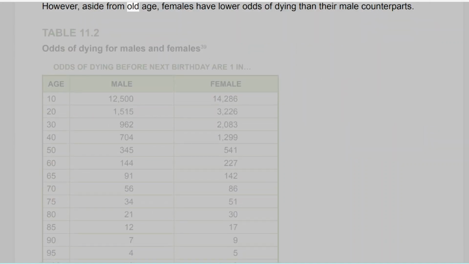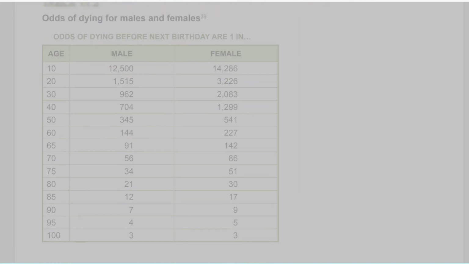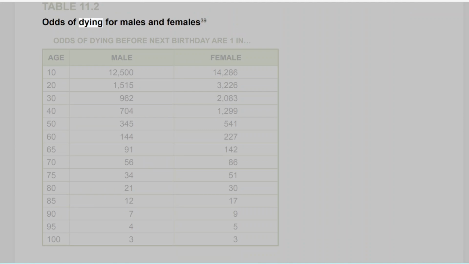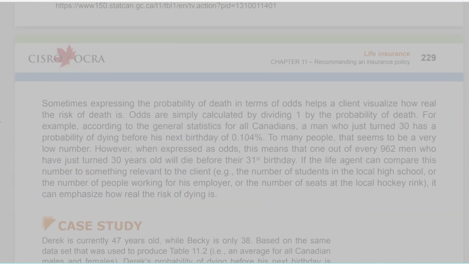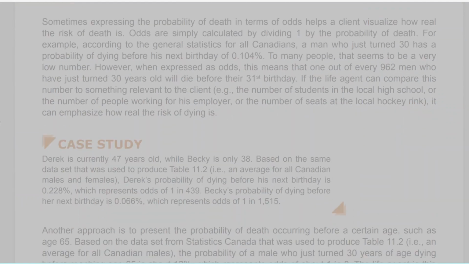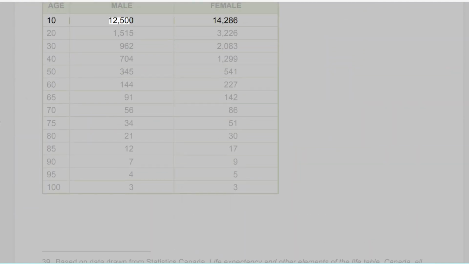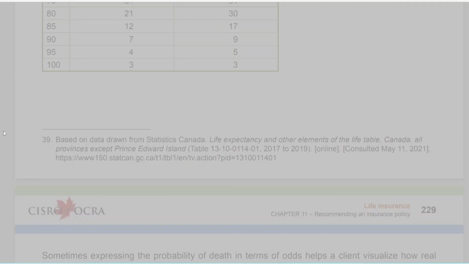Females have lower odds of dying than their male counterparts. Table 11.2, Odds of dying for males and females. Age 39: odds of dying before next birthday are 1 in 8. Age: male, female; 10: 12,500, 14,200; and 86: 20.